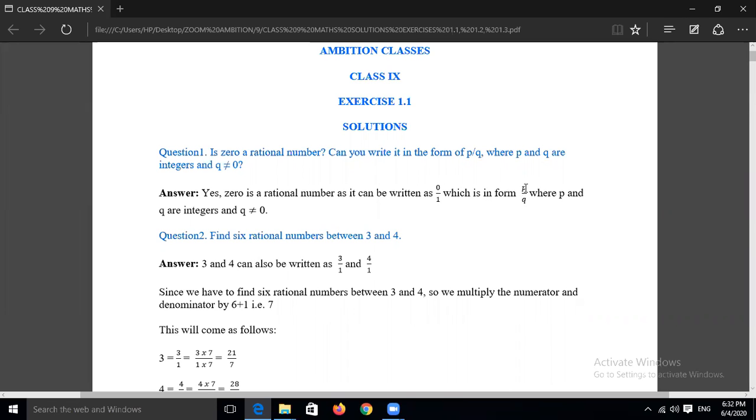Don't worry, P is the symbol for an integer, so 0 is an integer. Q is the symbol for an integer, so 1 is an integer. But a condition is applied: Q should not be equal to 0, and 1 is not equal to 0. So all conditions are fulfilled. So 0 is a rational number as it can be written as 0 upon 1, which is of the form P upon Q, where P and Q are integers and Q is not 0.